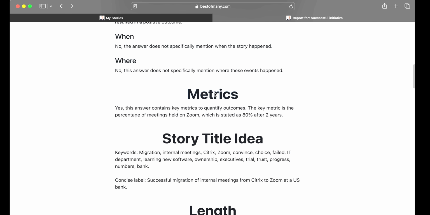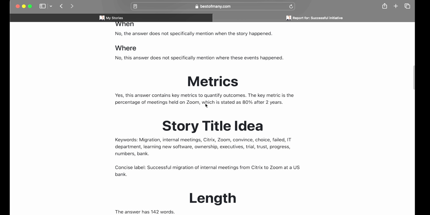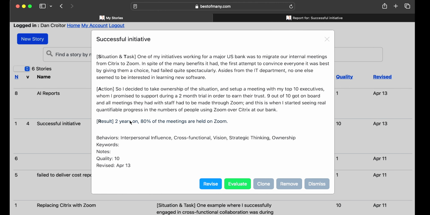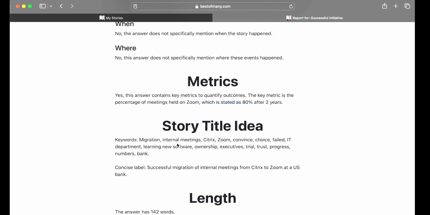Okay, so this answer, as you would expect, contains metrics, out of which the most interesting one would be the 80% of the meetings held through Zoom here, right, in the results. So it does contain metrics, so no problem with this.